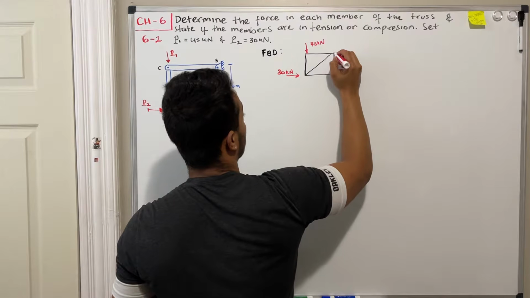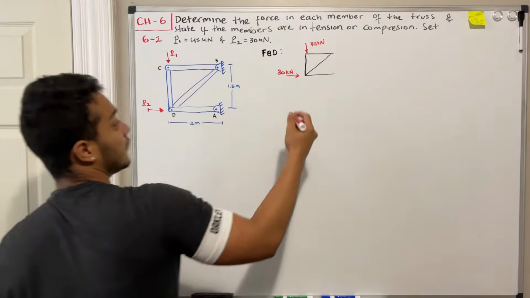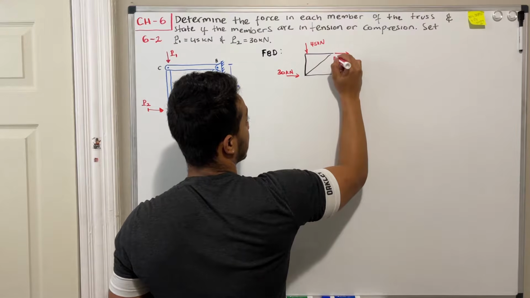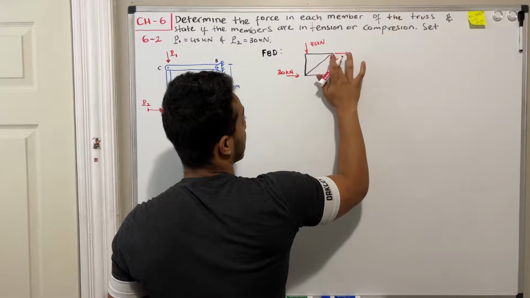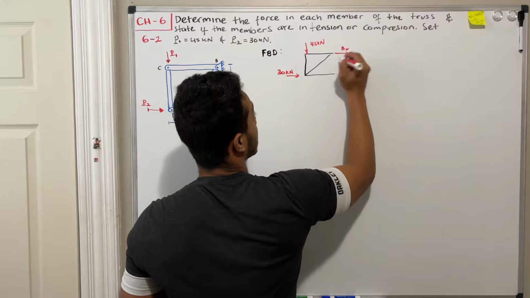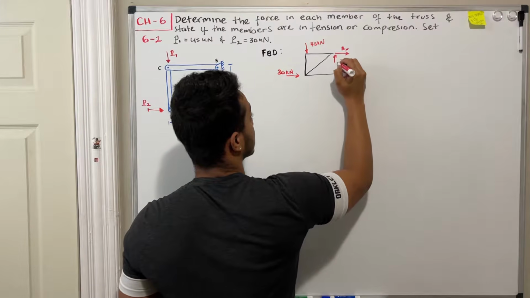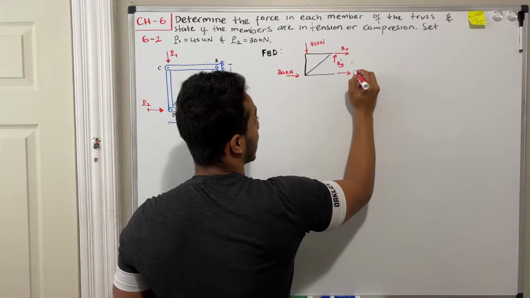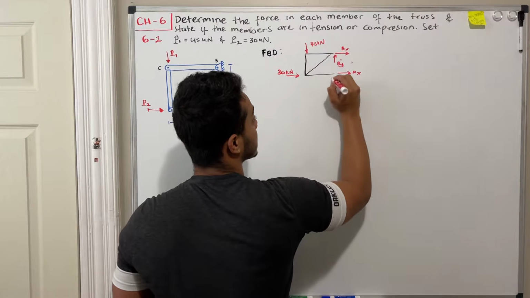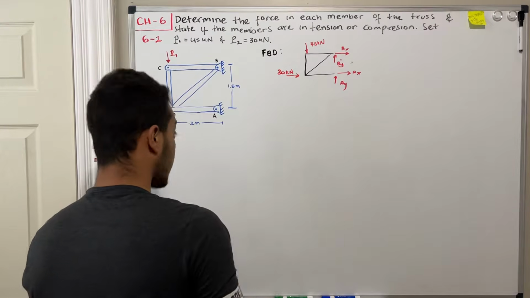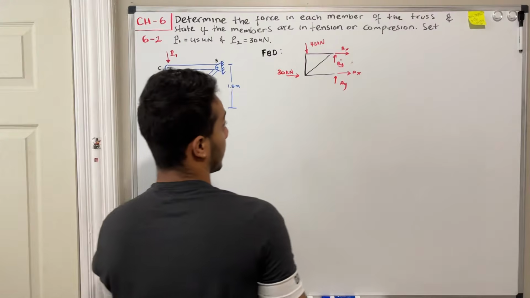Okay, now at point B, since this is a pin, we'll have a reaction going to the right, so we're gonna call it Bx. Okay, let me put the name over here. We're gonna call it Bx, and we're gonna have a Y reaction called By. Same thing happens on A, we'll have Ax and Ay.